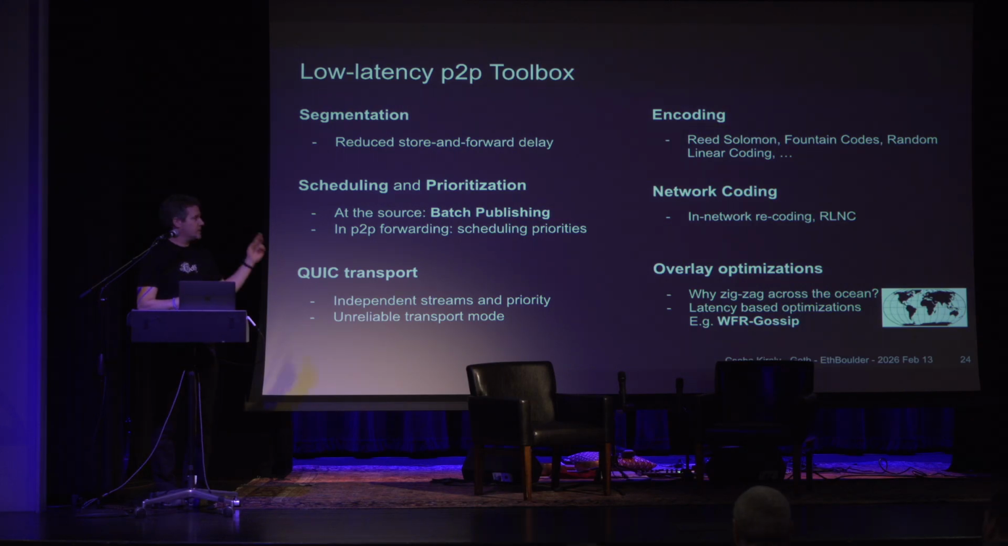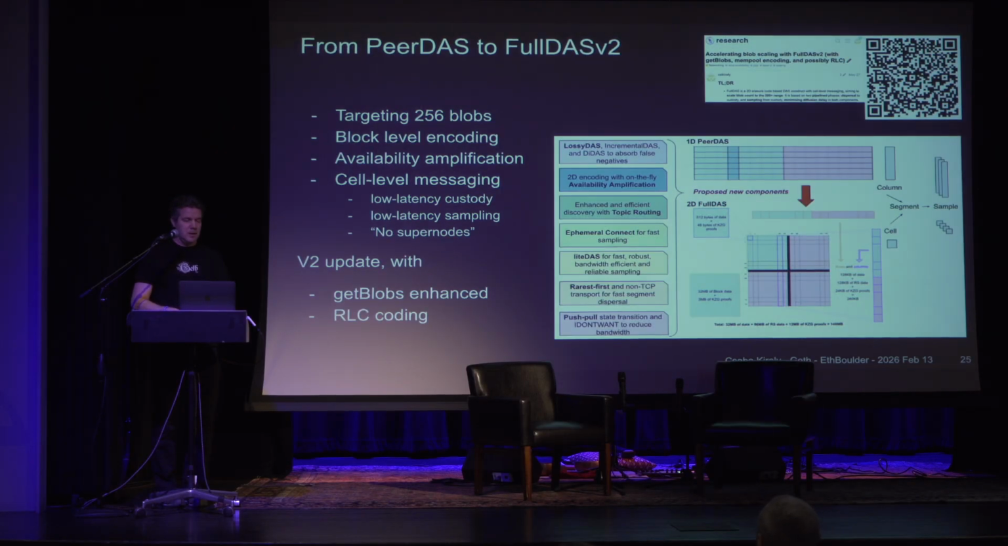Some of them we started. Segmentation is already done partly with the cells and cell-level messages. Encoding, we use this already. QUIC transport is being introduced in all the CL clients. So yeah, all these are being done. And last, we have PeerDAS, which is doing its columns, and it gives us this 8 times gain in the distribution of blob content.